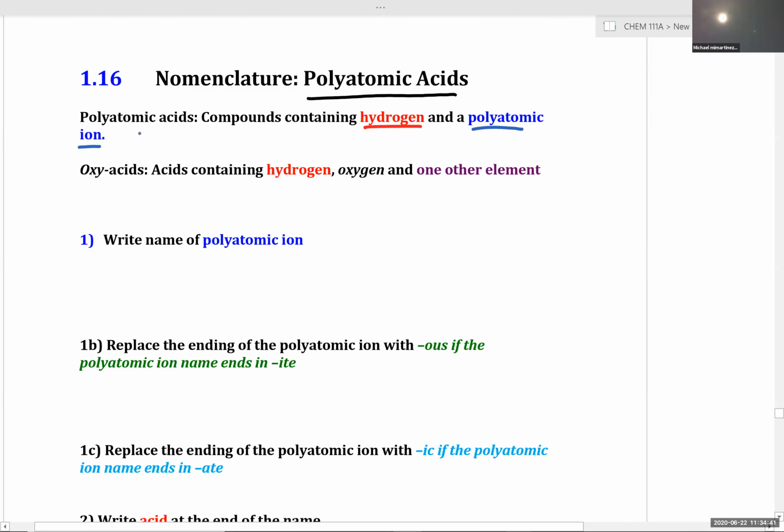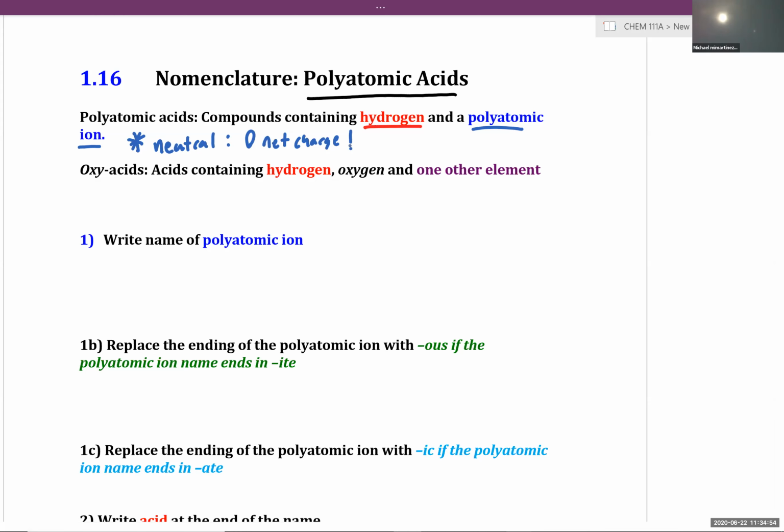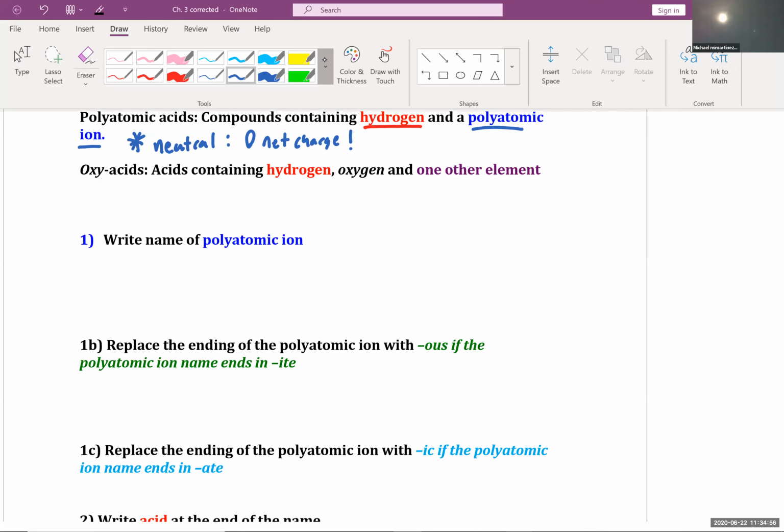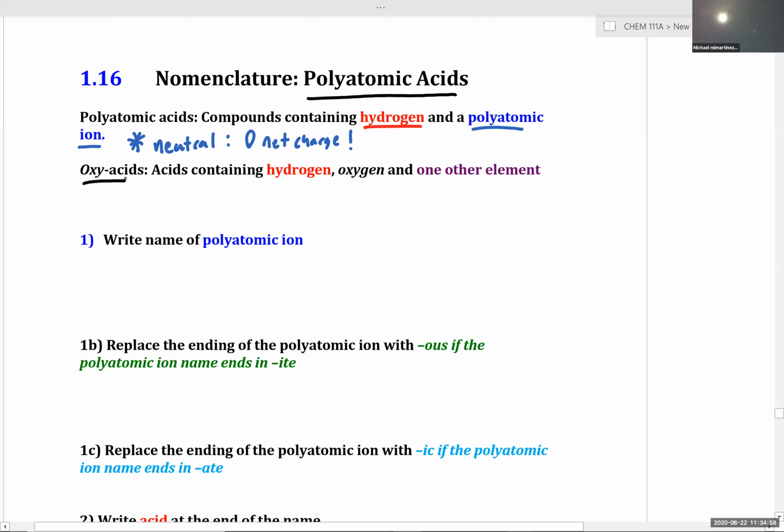Now, a key feature of polyatomic acids that I'd like you to remember is that they are neutral. They have 0 net charge. Another subclass of polyatomic acids are your oxy acids. These are acids containing hydrogen, oxygen, and one other element.